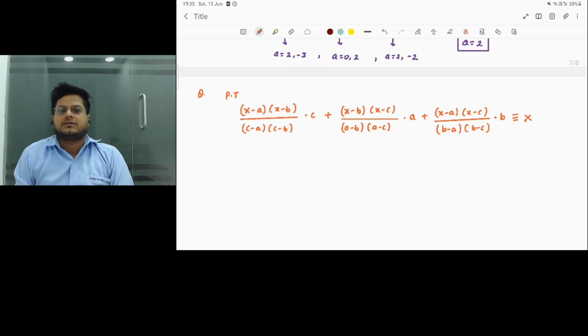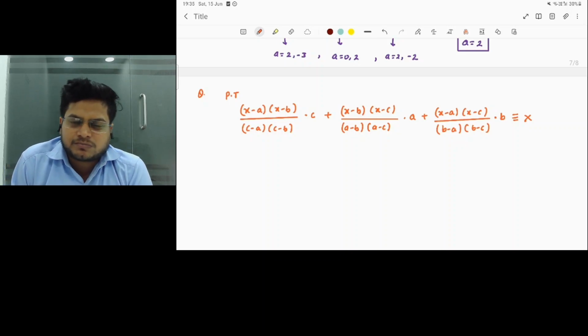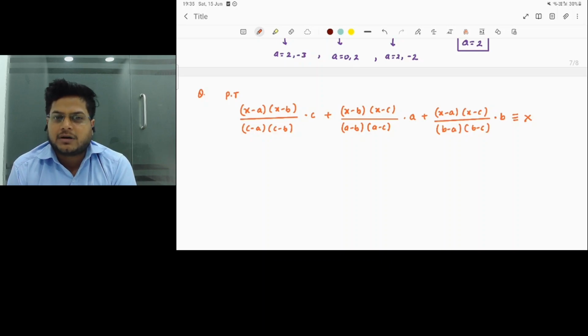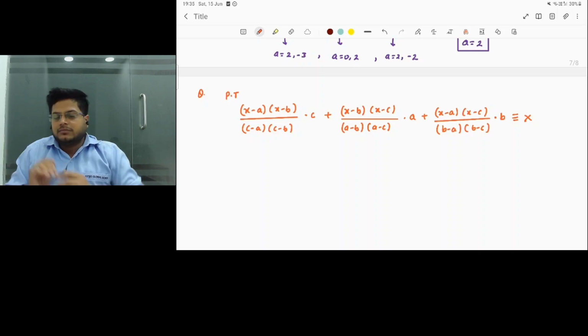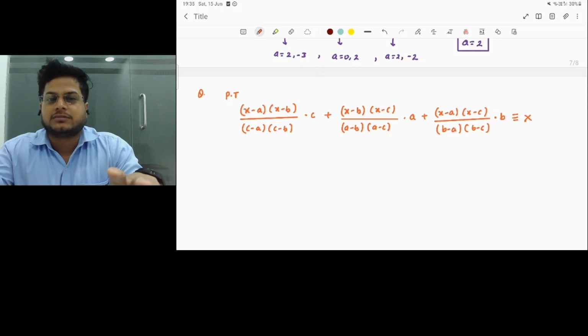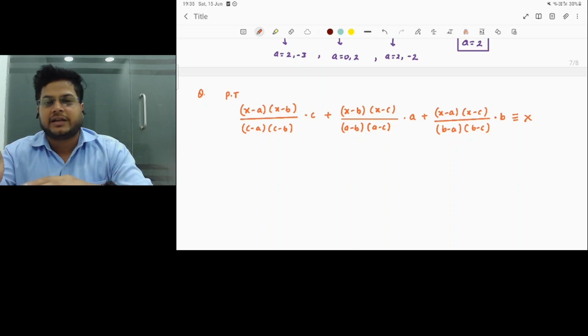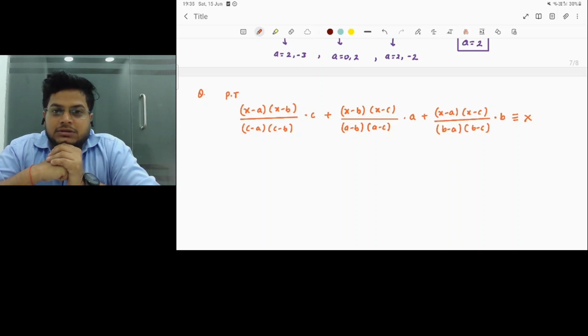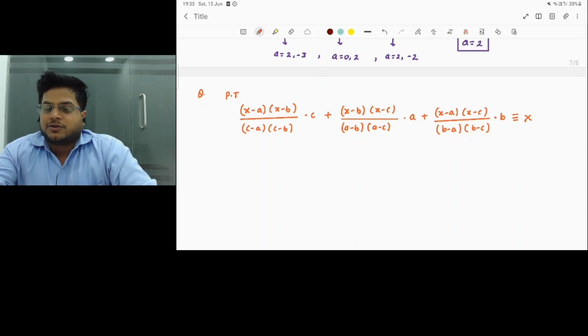What is on the left hand side? On the left hand side, you can see some 2-degree expression is written in the numerator, and some constants are there in the denominator. Again in the middle term, you can see a kind of symmetry in the way the terms are written. The numerator has 2 brackets, the denominator has 2 brackets, the numerator involves the variable x, and the denominator only has constants, isn't it? So the question is to prove that it is identically equal to x.